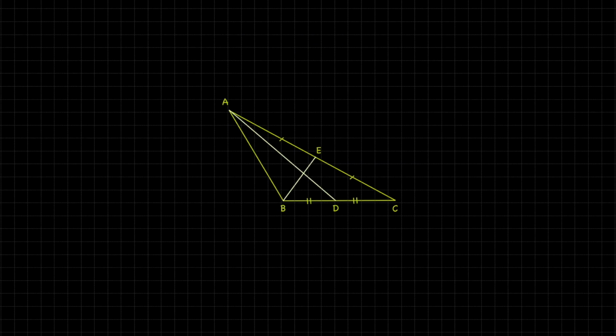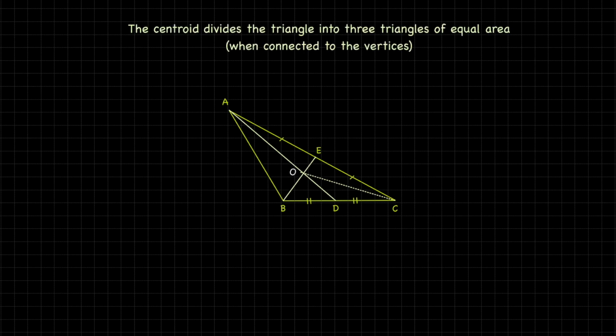Let's look at the first property of the centroid that we want to prove. In this triangle ABC, there are two medians, AD and BE, and they intersect at point O. I'm going to connect O and C with a line segment, but I'm not going to assume that this is a median. We still have to prove that all three medians pass through the same point. The property we are interested in proving is that the point O, when connected to the three vertices, gives three triangles of the same area.